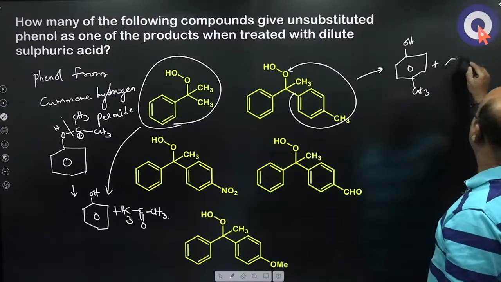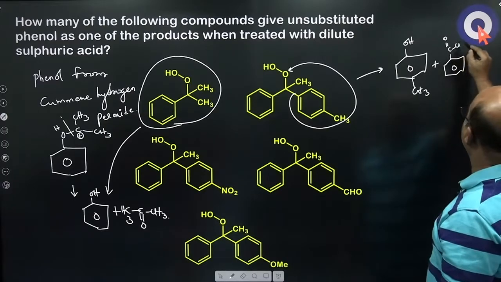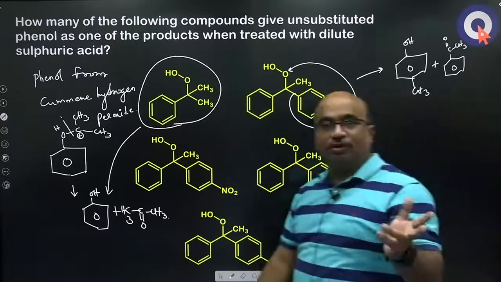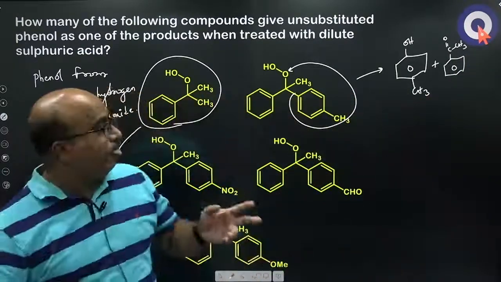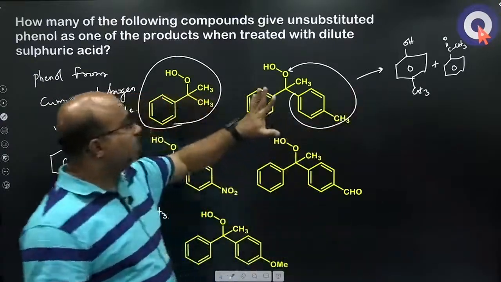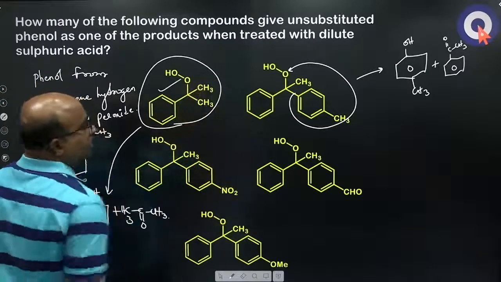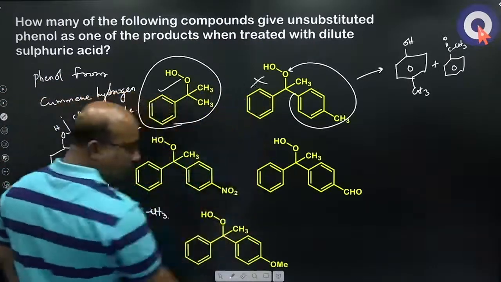So what you will see is phenol plus phenyl group plus CH3. So we will call it acetophenone. In this case we are getting a substituted phenol, so this is not the right option for us. This is okay, so this is not for us.